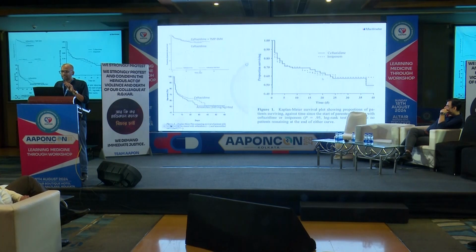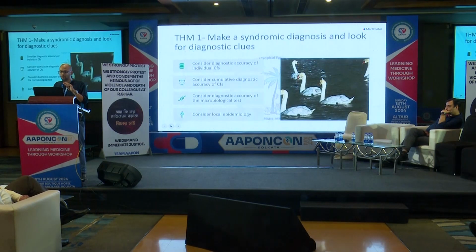So these are some trials where ceftazidime and imipenem were compared and there was no difference in mortality. Addition of ceftriaxone to ceftazidime versus ceftazidime alone, there was no difference in mortality. The idea is that you have to think of melioidosis and start early with empiric therapy, and then you can read about what the intensive and eradication phase for melioidosis is.